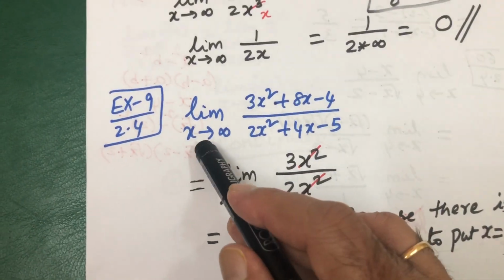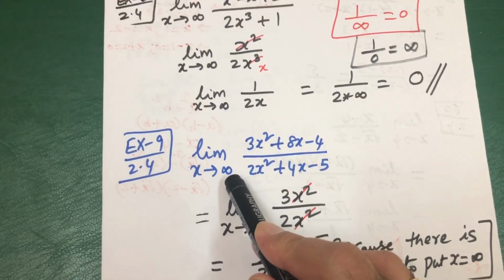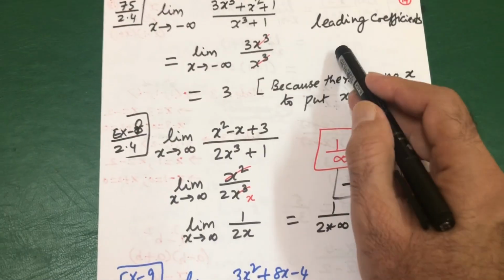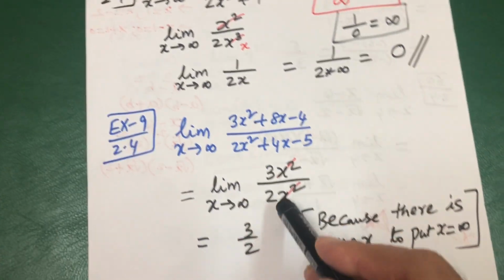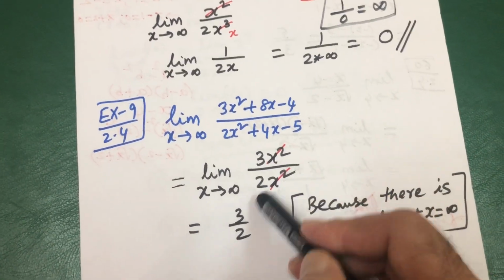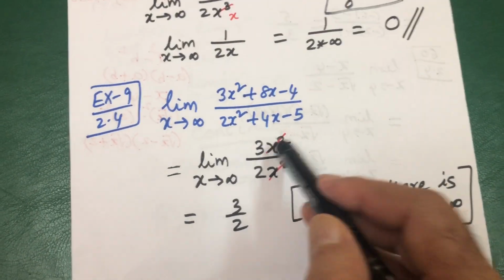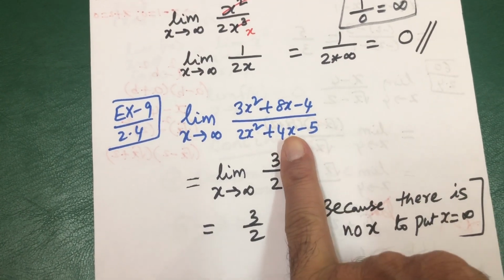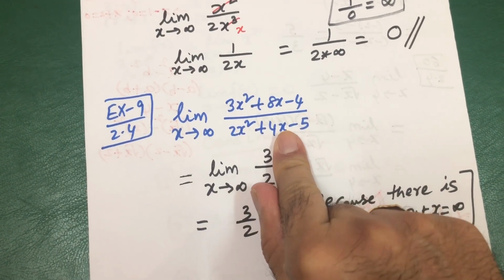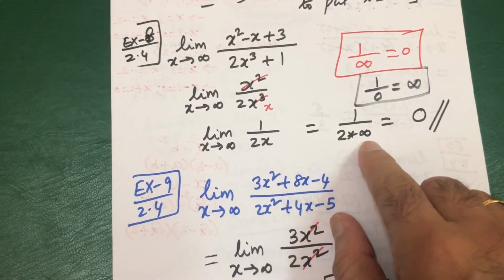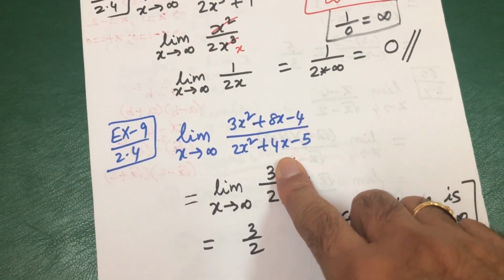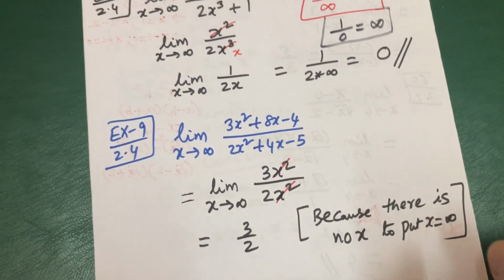Okay, let us do one. Limit x tends to infinity. What is the rule? Whenever you see infinity, immediately you have to take the leading coefficient. Here the leader is 3x squared. Here the leader is 2x squared. x squared is cancelled, 3 over 2. Because there is no x left after cancelling x squared to put infinity, I simply wrote 3 over 2. If there is x, I will put infinity. Here there is no x, they cancelled, so that is the answer. No need to put it.